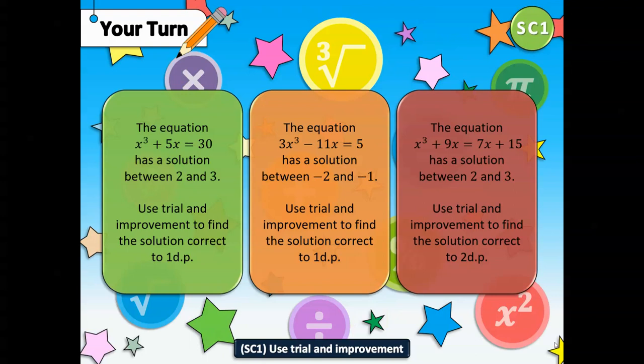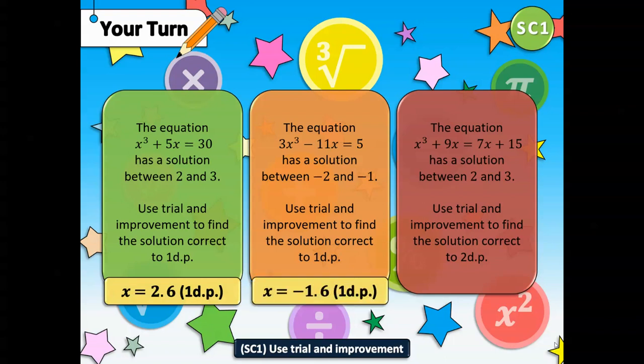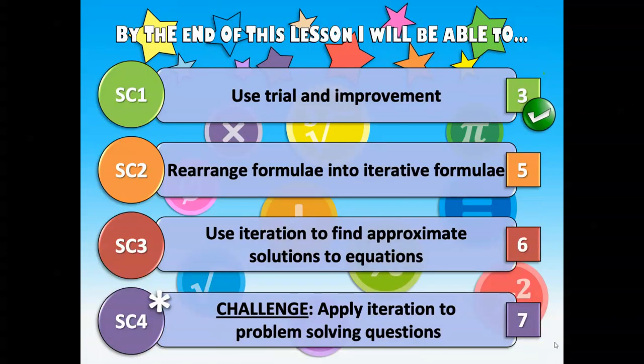Here are 3 questions for you to have a go at. Pause the video, and when you're ready to mark your work, press play. Here are your answers. So there's your green answer, there's your amber answer, and there's your red answer. And now we've completed success criteria 1.